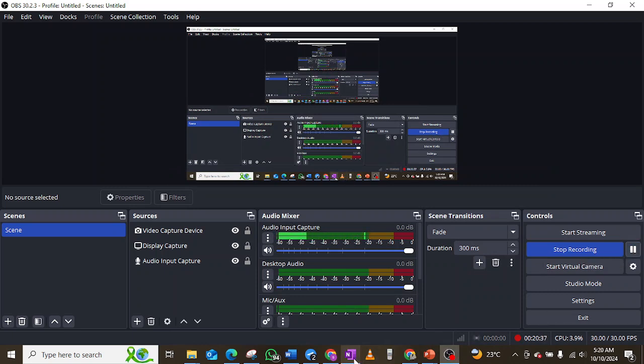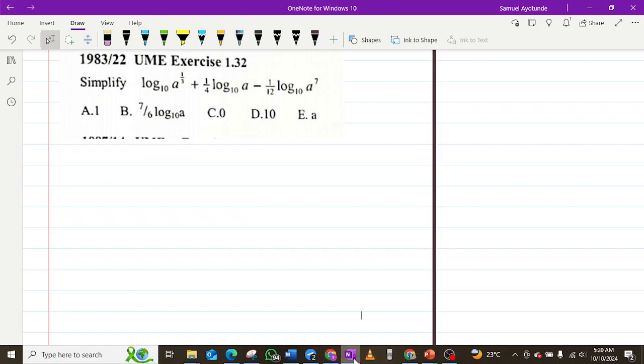So I have another question here. Simplify: 1 over 3 log a base 10, plus 1 over 4 log a base 10, minus 1 over 12 log a base 10. The first law I will apply here is that I need to take all the coefficients to become powers. We have initially established that power can become coefficient.